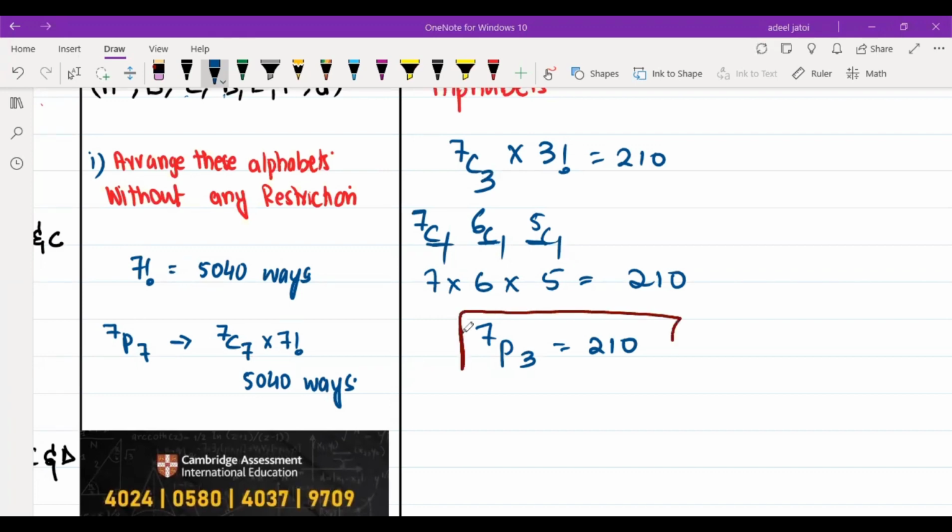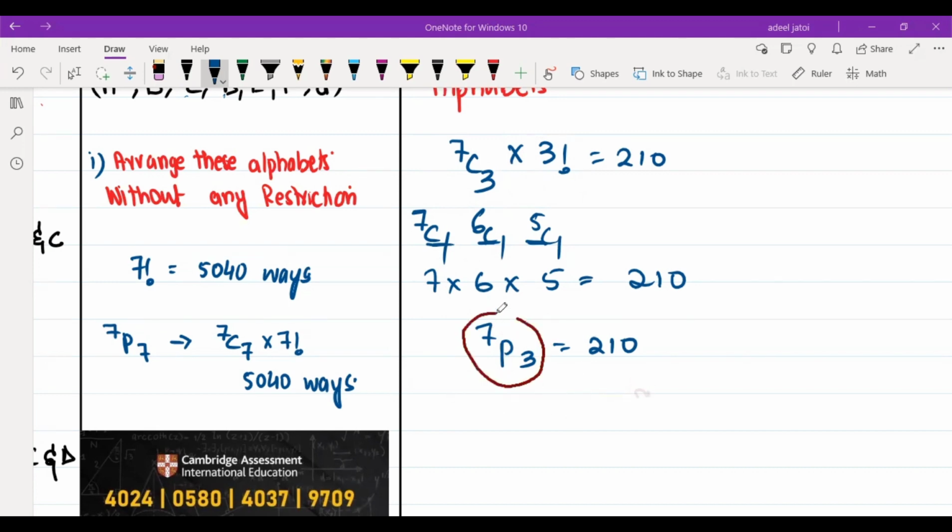Here we can do 7P3 for permutation. And you know that permutation is selection and arrangement. So what we did here, we selected and then we arranged. We selected individually, and since it is multiplied with each other, it is being arranged. And 7P3 is the same. That means it is being selected and it is being arranged.